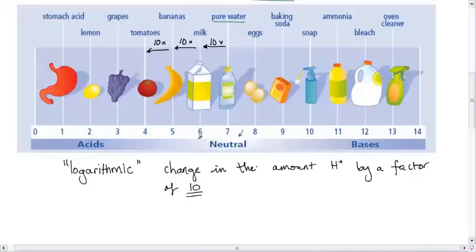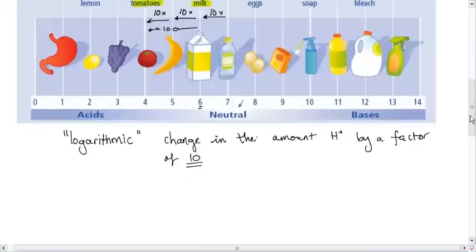What if I asked you how many times more acidic tomatoes are than milk? Well, you went down 10 times, and then you went down 10 times again. It's not 20, it's actually 100, because 10 times 10 equals 100. So let me give you a couple more examples like that.